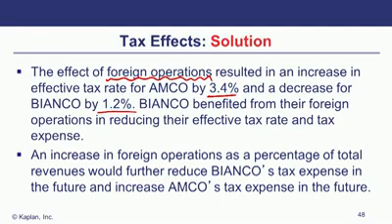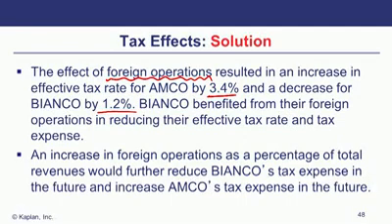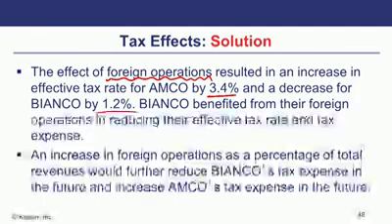Now, what that means essentially, if Bianco's overseas operations increase in size, increase in terms of their revenue from the group perspective, then the tax expense is going to essentially reduce. Whereas if AMCO's overseas operations increase proportionally in the group, then of course that means its effective tax rate will increase. AMCO's overseas operations are in higher tax rate regimes, Bianco's in lower tax rate regimes.